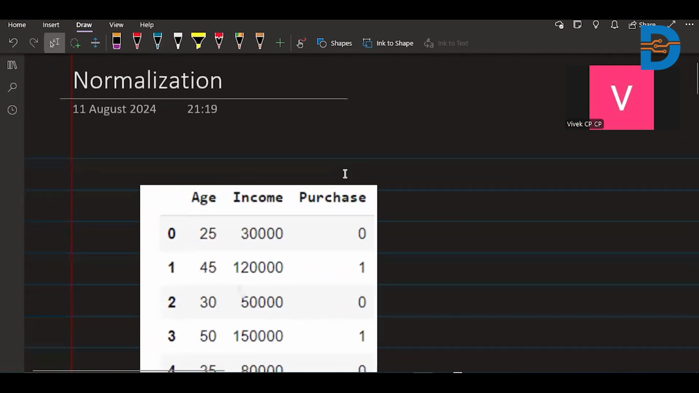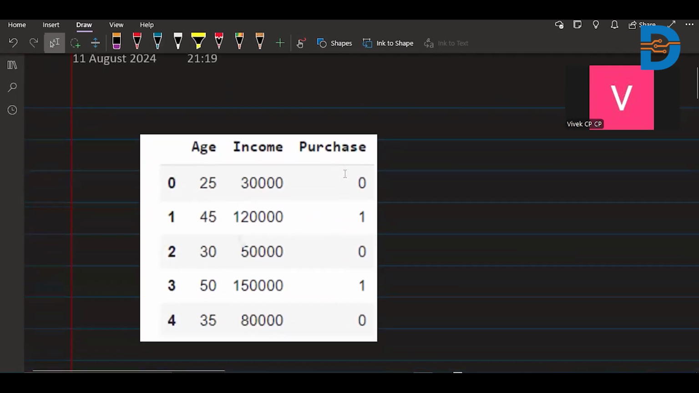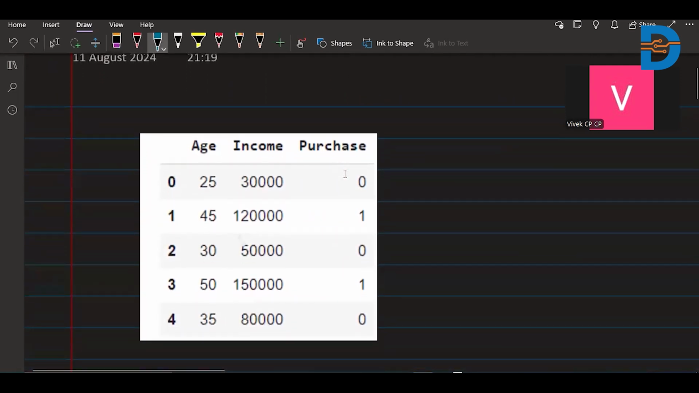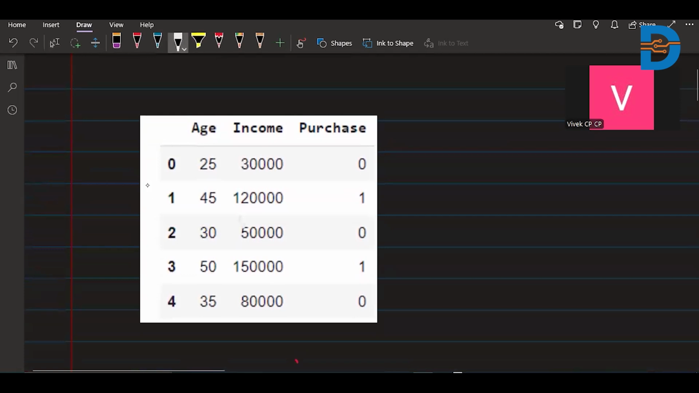Before I explain what exactly normalization is and what kind of problem it solves, let's look at a sample data set and try to understand what sort of problem this data set would give us. Imagine I'm using two features, age and income, in order to predict if a customer is going to purchase my product or not.